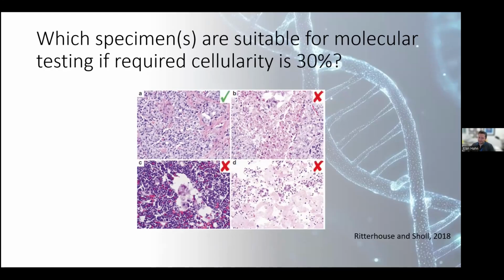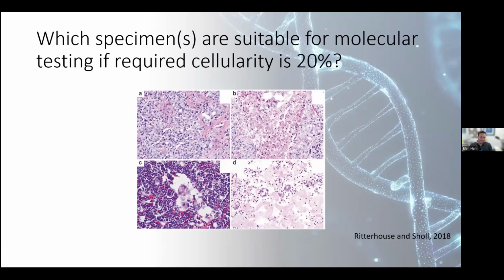And that's right. When you have a tumor cellularity percentage of 30%, A would be the only one that's suitable. B, although it looks like there's a lot of tumor, there's a lot of necrosis as well, so this wouldn't be a suitable choice for testing. And C, there appear to be some tumor cells, but the vast majority of nuclei in that area are lymphocytes. Even though these lymphocytes are smaller, they have the same amounts of nucleic acid as tumor cells, so they could really drown out a signal.